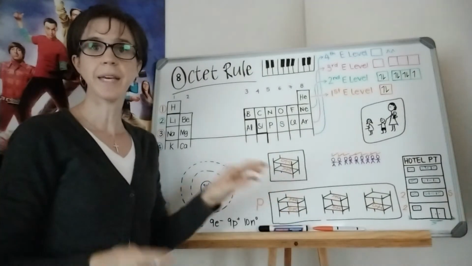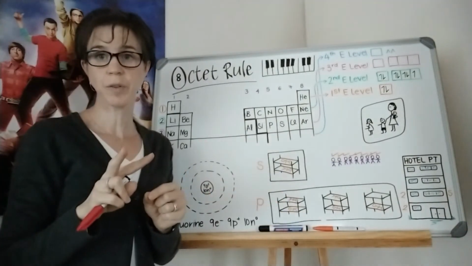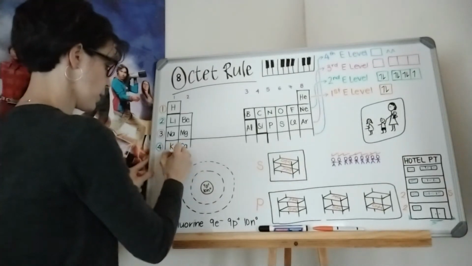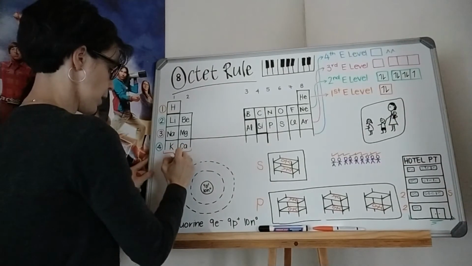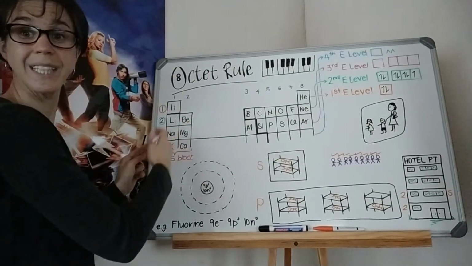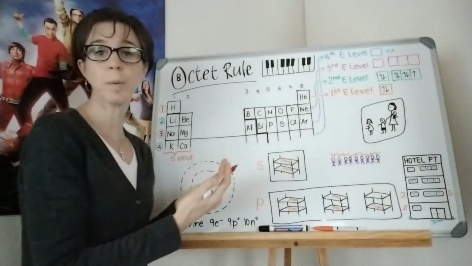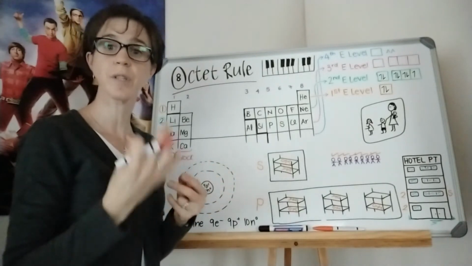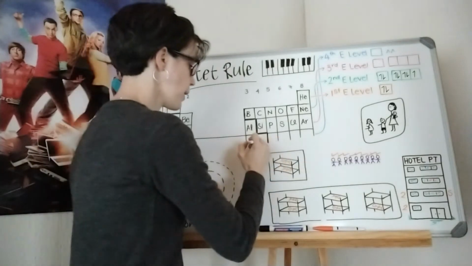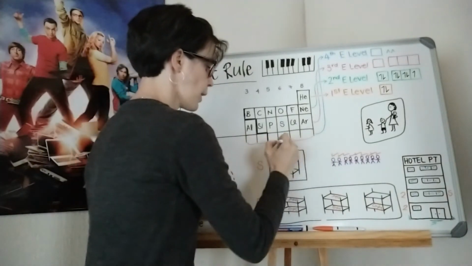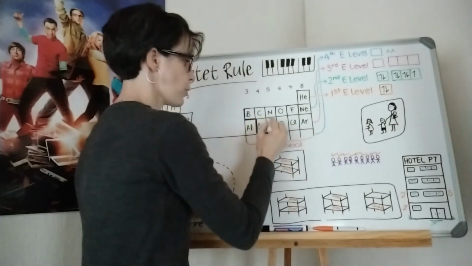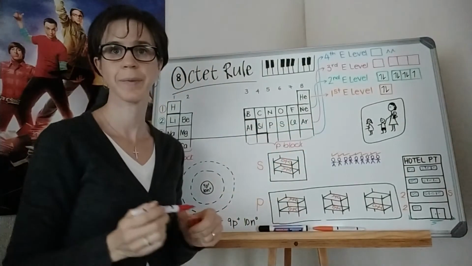The s orbitals can hold 2 electrons, and that's why this is called the s block, because they hold an additional 2 electrons. The p orbitals can hold a total of 6 electrons, 3 orbitals each holding 2, 3 times 2 is 6, and that's why this is called the p block. And if you count them, we get 1, 2, 3, 4, 5, 6.